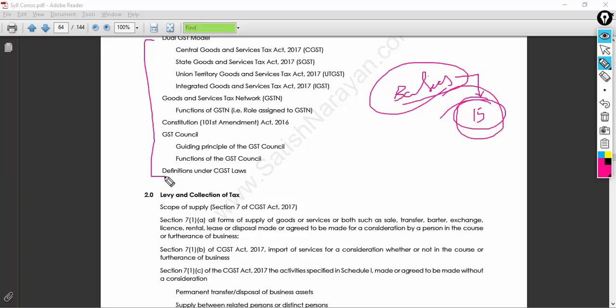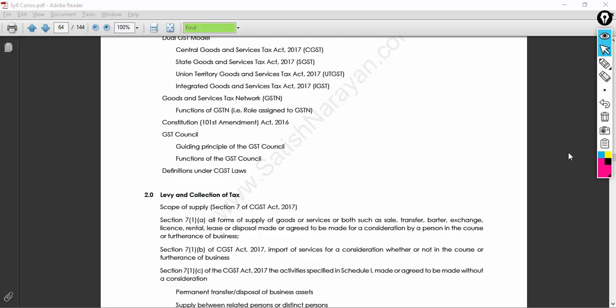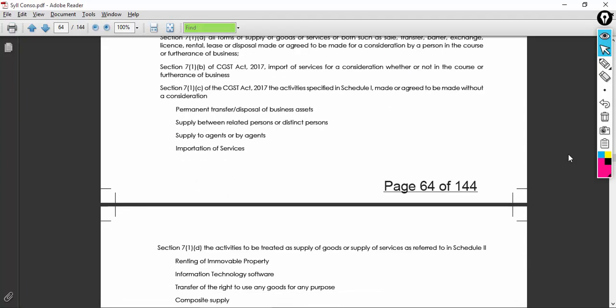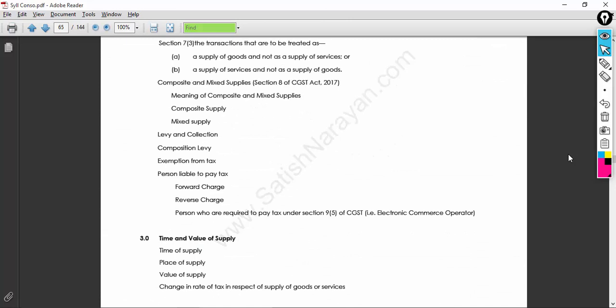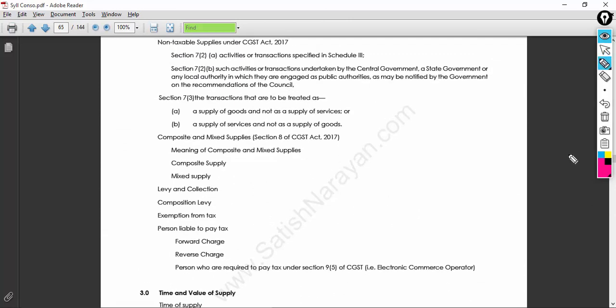With that, you also need to know one or another important point in indirect taxation. We also need to know composite and mixed supplies, how they are treated in the GST era, and what important points need to be considered when you want to treat something as a composite or mixed supply, which is covered under Section 8 of the CGST Act 2017.